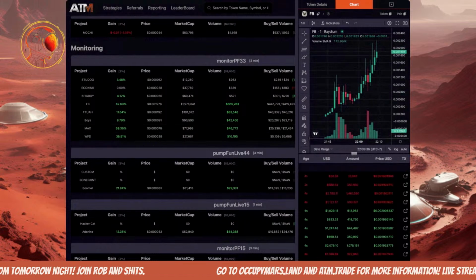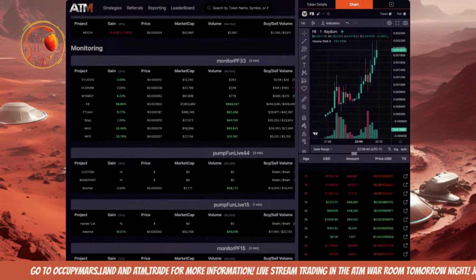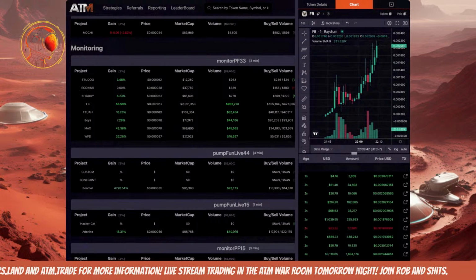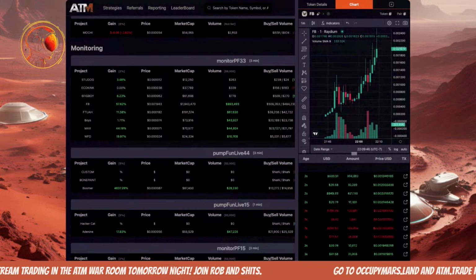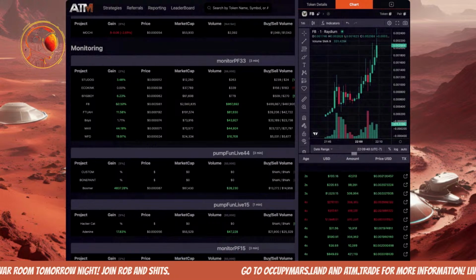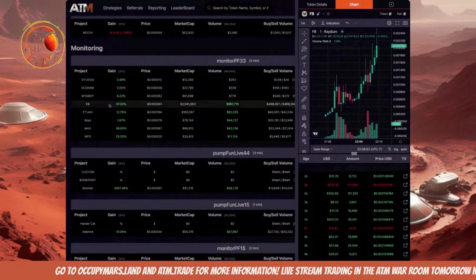FB. What is it, Fartbird? It's in the monitor. It didn't buy it. No, it already bought. It already made 30%. It's bought and sold FB multiple times. Multiple times? Yeah, but look at all the gains on the ones in the monitor. Those are the gains from when they were added to the monitor, just so you guys understand that.